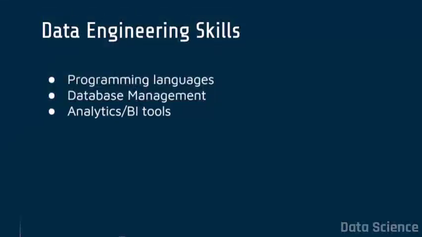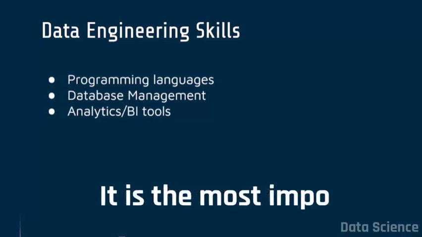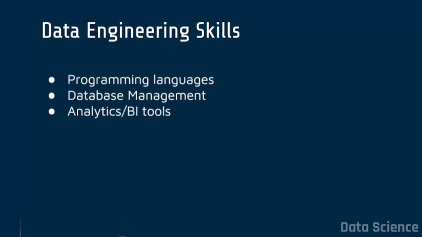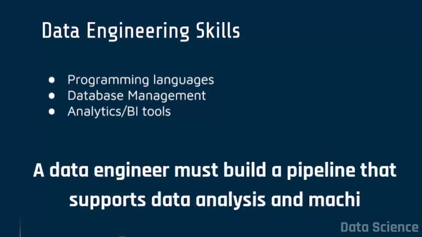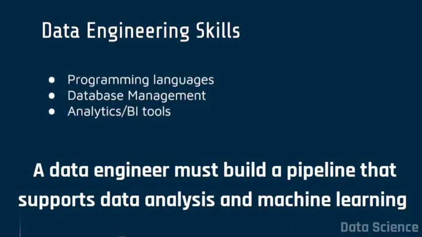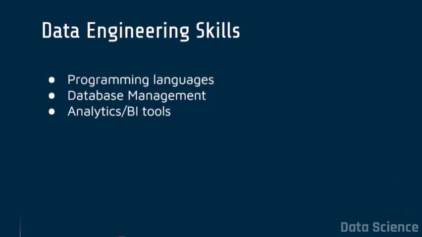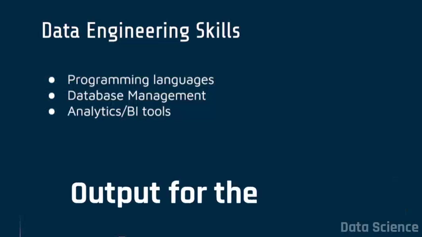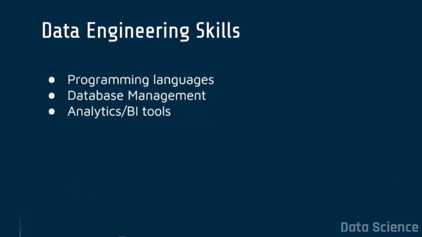Okay. So we have another foundational skill, that is analytic or BA tools. One would think this is the realm of the data scientist. Okay, so it is the most important part. However, a data engineer must build a pipeline that supports data analysis and machine learning. It helps the understanding of the terminologies and especially the outputs for the end user, so a non-technical person should understand. Data engineers also need to use statistical modeling, and this is where analytics and BA tools come into the picture.